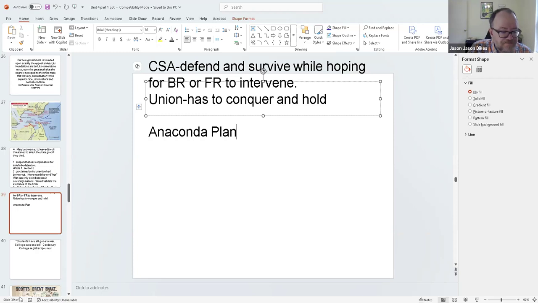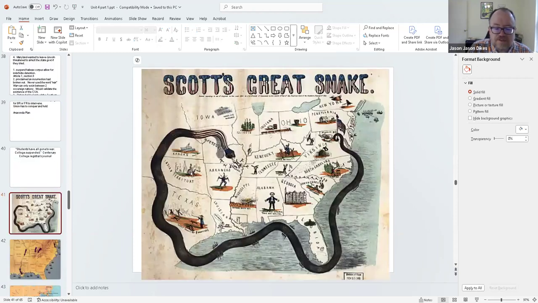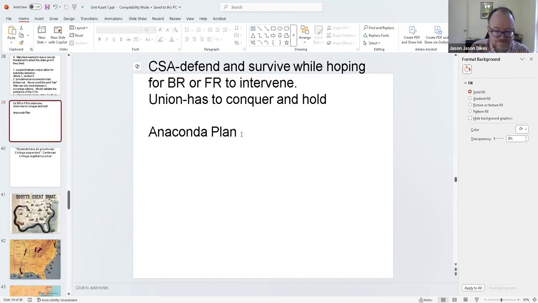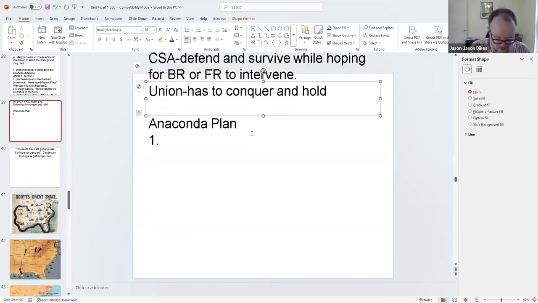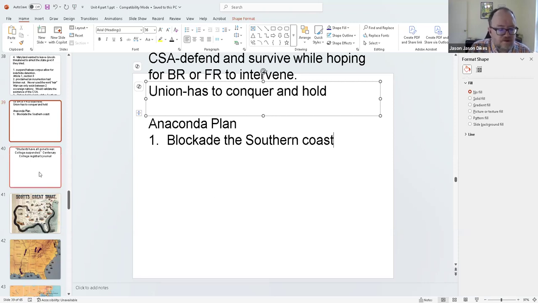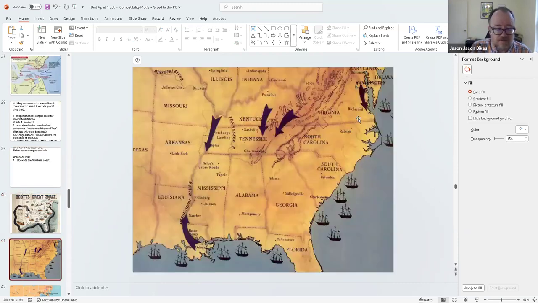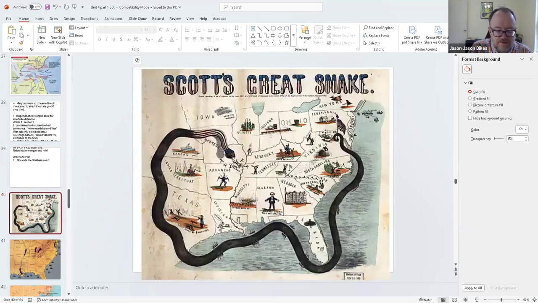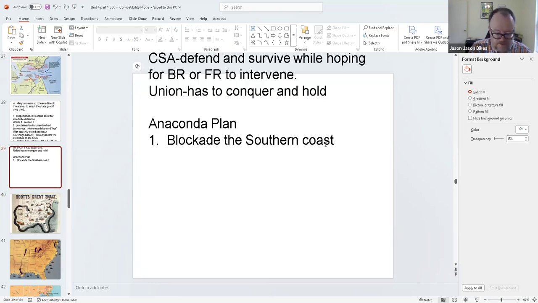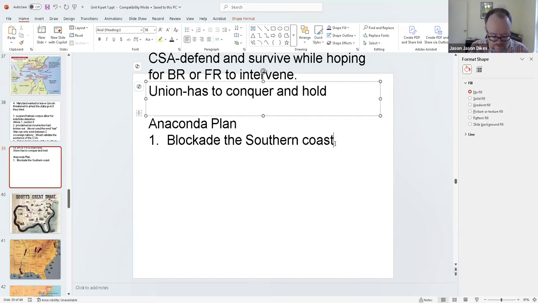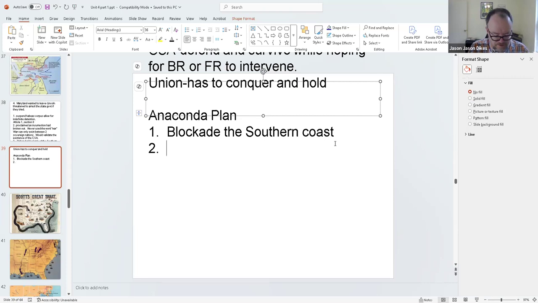The Union's plan for the war was called the Anaconda Plan. Scott's Great Snake. You can see it here. So blockade the southern coast. Okay, and we can see that eventually we will get a blockade. It's going to take a while for it to happen. And these don't have to be done in any particular order.